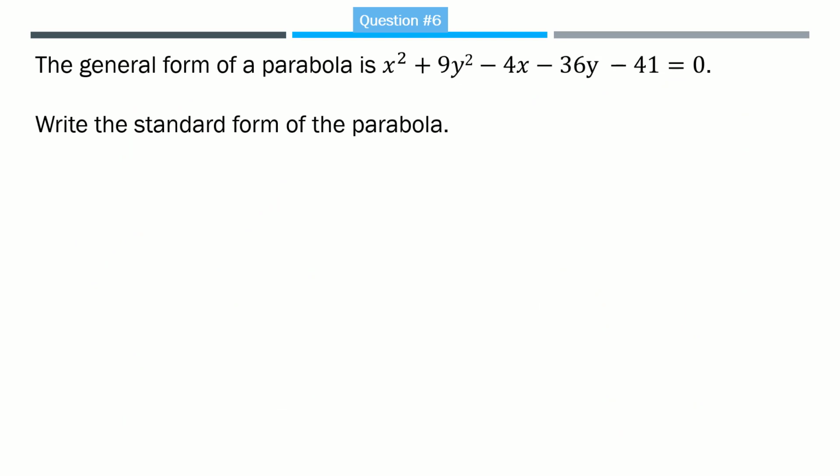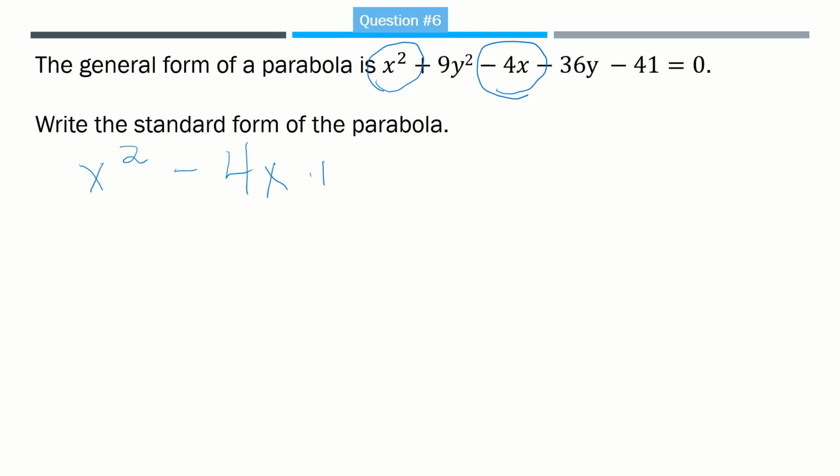Question number 6. The general form of a parabola is x squared plus 9y squared minus 4x minus 36y minus 41 equals 0. You want to write the standard form of the parabola. So I'm going to start by taking all of the values that have an x variable in it. So that's x squared minus 4x.